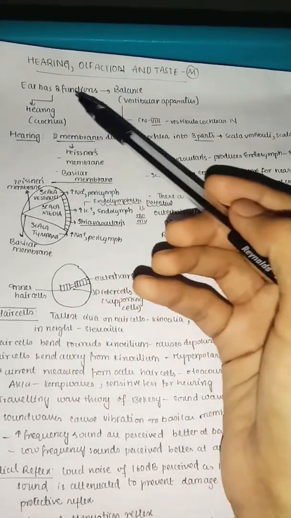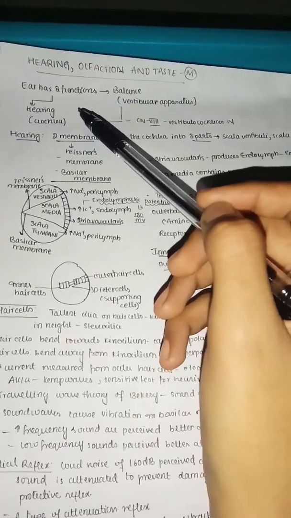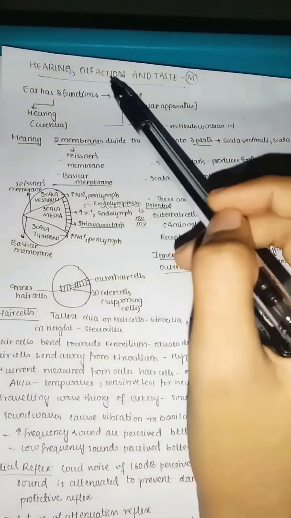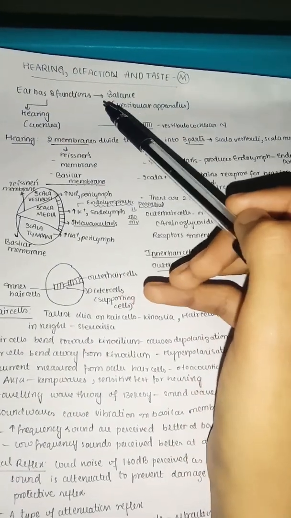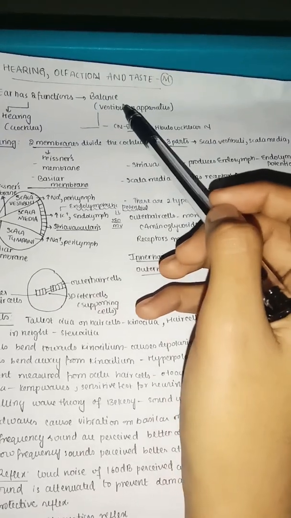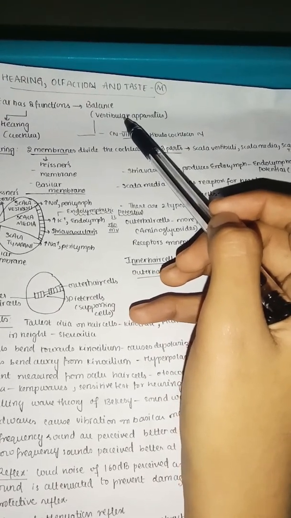The ear has mainly two functions. The main one is of course hearing, and that is done by our cochlea. The cochlea is present especially in our inner ear. The ear is divided into outer ear, middle ear and inner ear. The inner ear mainly has the cochlea, which is useful for hearing. And next, balance. Balance is done by our vestibular apparatus, and this vestibular apparatus is also in our inner ear.